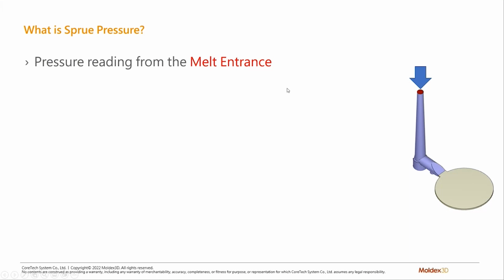All right, so first of all, we'll define what is sprue pressure. So sprue pressure is the pressure reading from the melt entrance. So whenever you define a melt entrance on your model, that is where the pressure reading is measured from. Anything above the melt entrance, if you do have anything above the melt entrance, will not be included in the pressure reading.